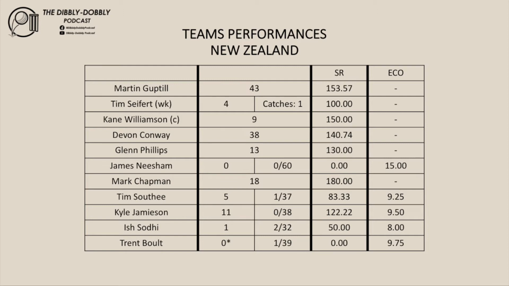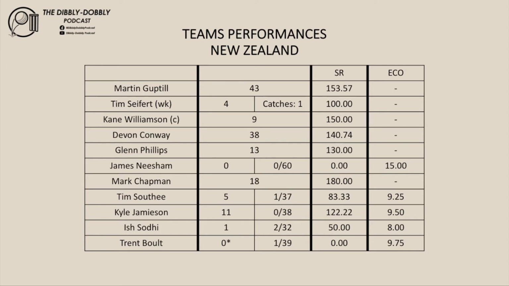And that's probably the over that cost New Zealand this game, because if that was a good over, they would have been chasing probably something like 180, maybe 190. But Maxwell took Neesham to the cleaners. That over went for 28, and therefore Australia got 208. So I think that over pretty much cost New Zealand this game.